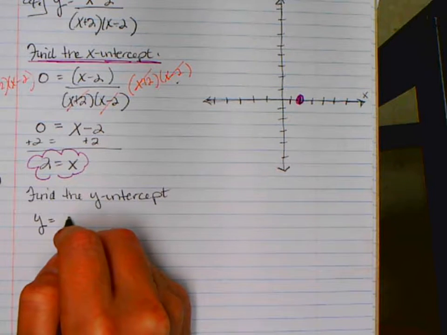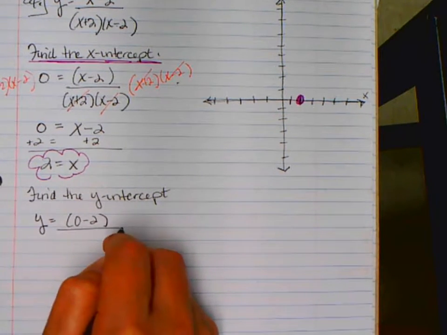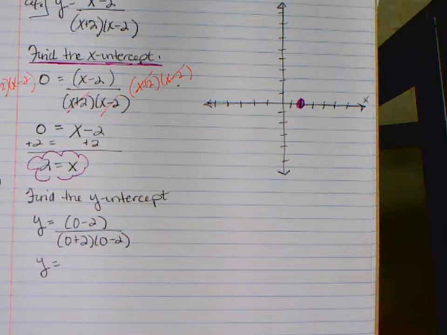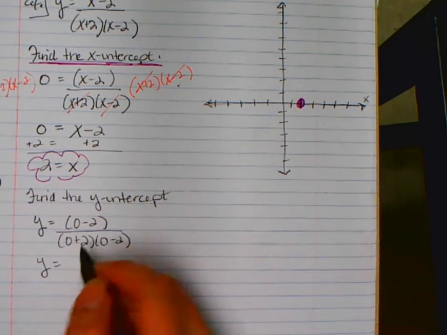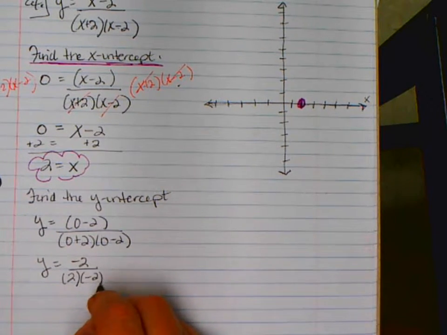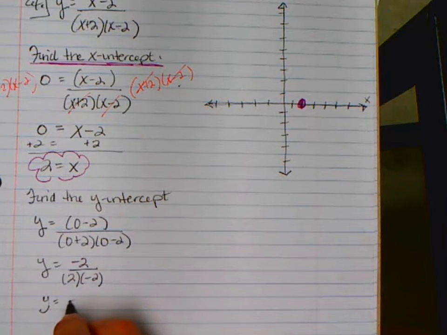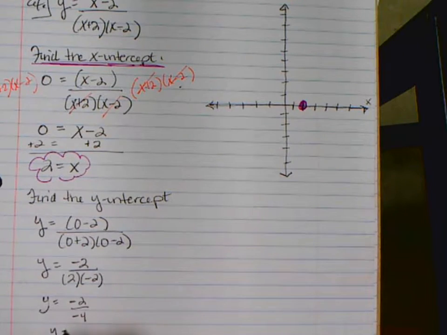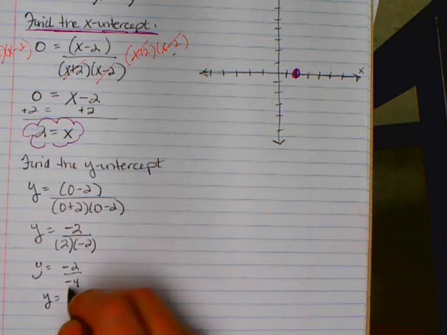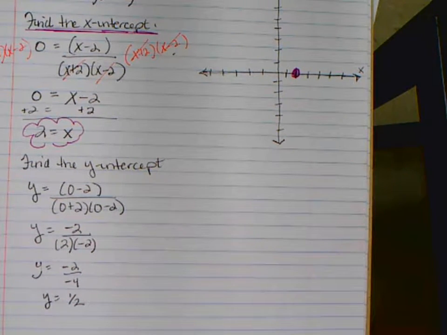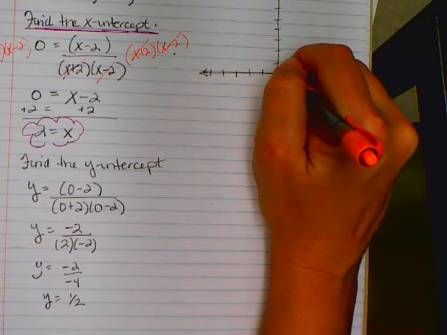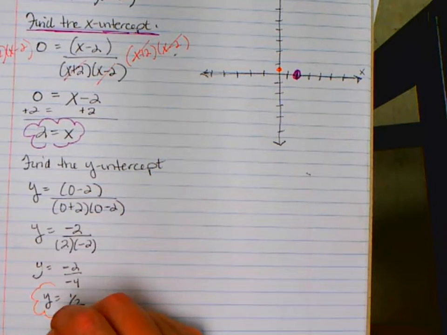So instead of x minus 2, I'll do 0 minus 2, quantity divided by 0 plus 2 times 0 minus 2. So notice the only variable you see is a y. So my numerator, 0 minus 2 is negative 2. Denominator, 0 plus 2 is positive 2, times 0 minus 2 is negative 2. Simplify that, you get negative 2 divided by negative 4. We know a negative divided by a negative is a positive, so you have a positive 2/4 or positive 1/2 or positive 0.5. And that's where my graph is going to cross the y-axis. Halfway between 0 and 1.